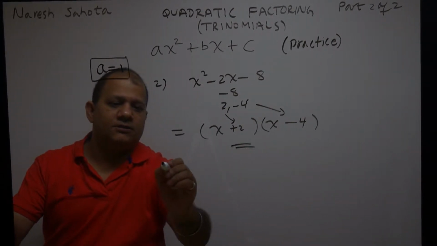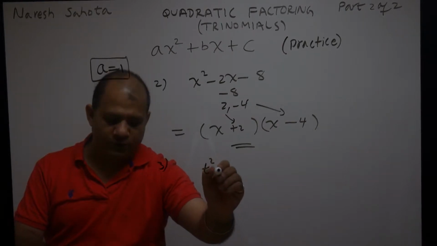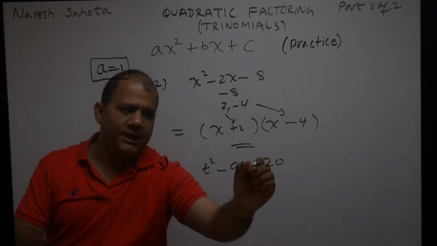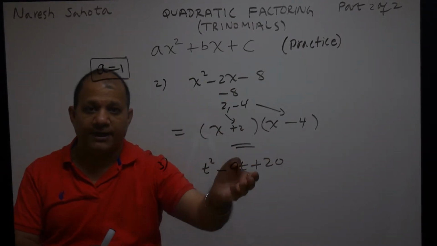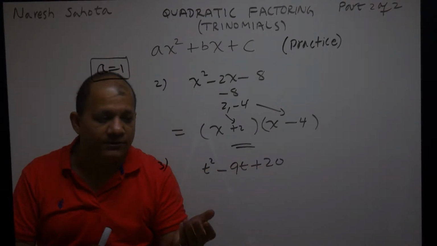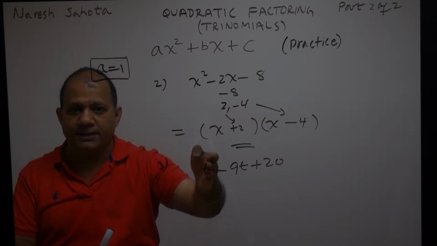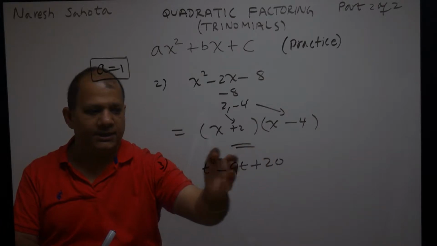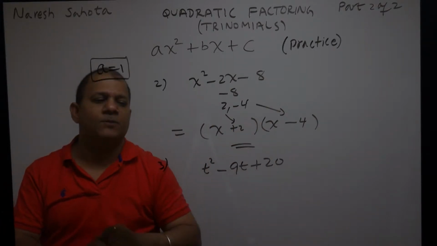Okay, so let's look at number 3. So t squared minus 9t plus 20. Now, for the first time I'm using the letter t in this quadratic factoring. It doesn't matter. The variable can be whatever variable of the alphabet, right? But what's important is that this is the square term, this is t to the 1, and this is the constant, right? So it's just like x squared minus 9x plus 20, right?